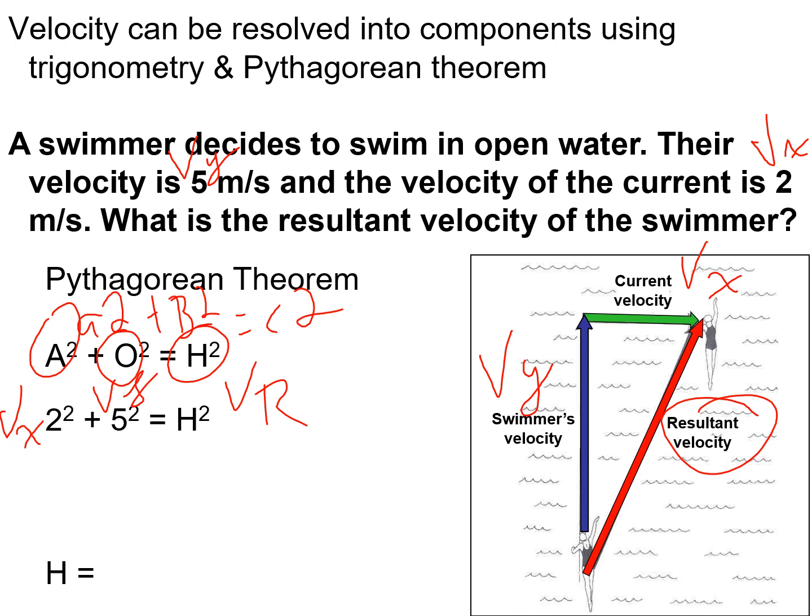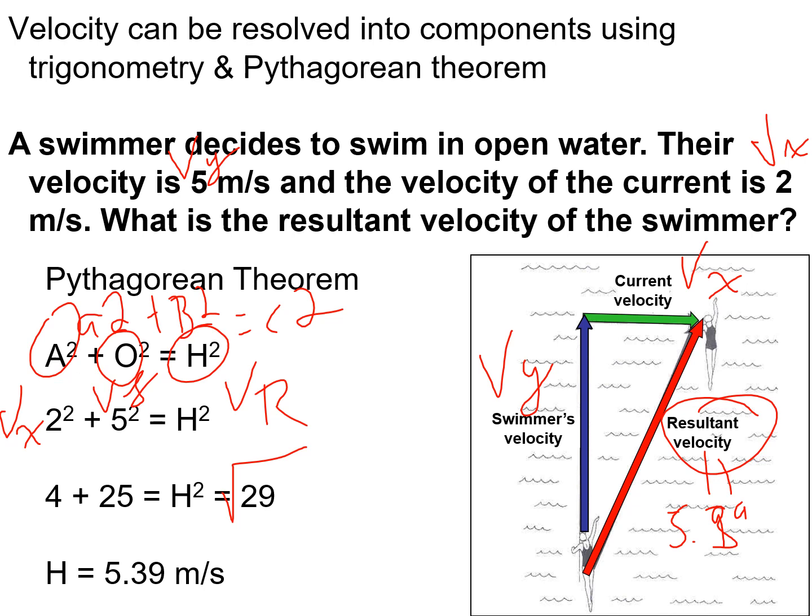So we have 2 squared plus 5 squared. So this is 4 plus 5 squared is 25. So we have 29 equals h squared, okay? So then if we just need h, if we take the square root of 29, we have 5.39 meters per second. So this is equal to 5.39 meters per second. Okay?